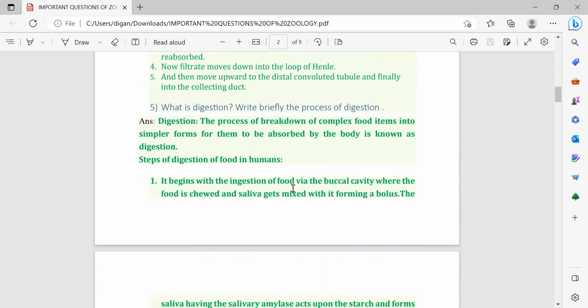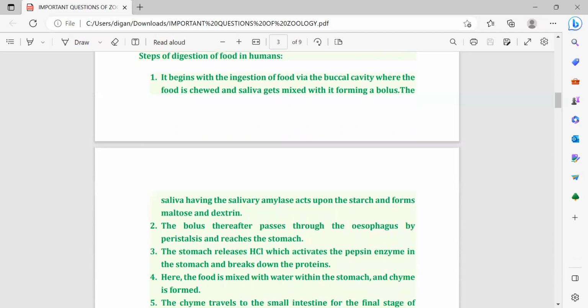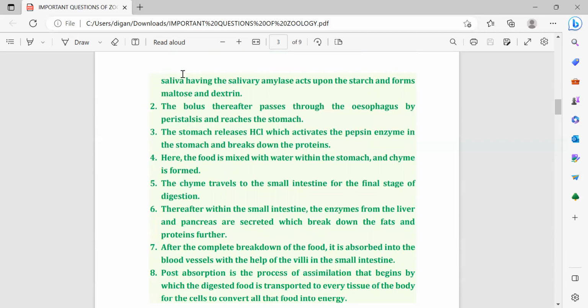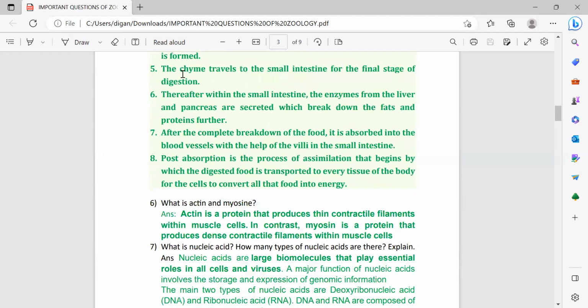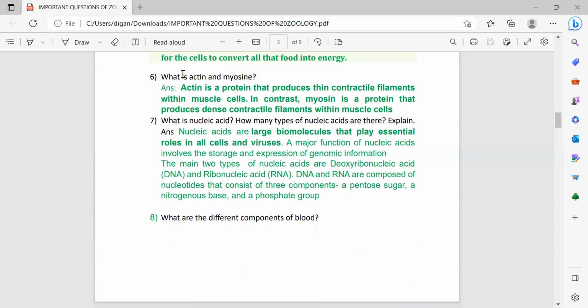What is digestion? Write briefly the process of digestion. Digestion is the process of breakdown of complex food items into simpler forms so that they can be absorbed by the body. So this is the definition. Then these are the steps, means how digestion takes place in the human body. I am giving you the answers in points so that you can easily remember.